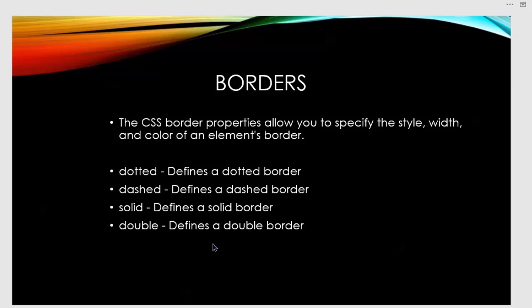Next, borders. The CSS border property allows you to specify the style, width, and color of an element's border. There are different types of borders: dotted defines a dotted border, dashed defines a dashed border, solid defines a solid border, double defines a double border.